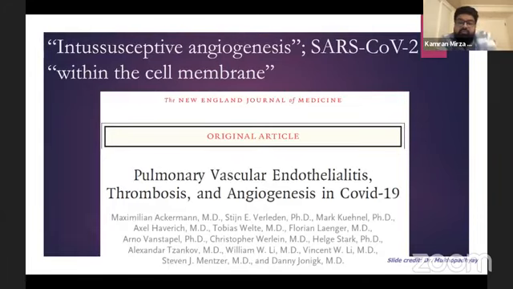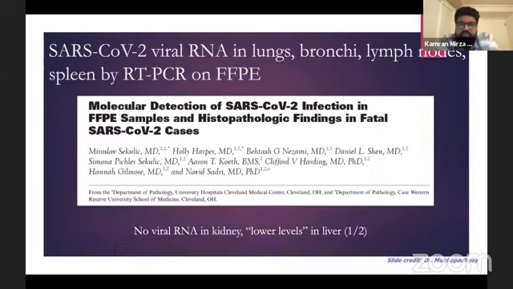Some newer articles have recently come out, such as this article by Ackerman et al. It talks about pulmonary vascular endotheliitis, thrombosis, and even angiogenesis in SARS-CoV-2, almost like an intussusceptive angiogenesis within the cell.